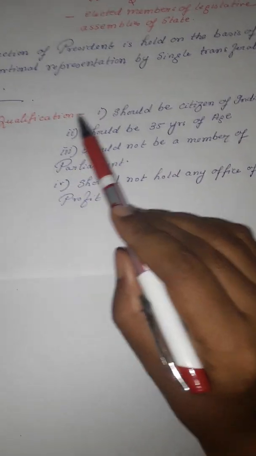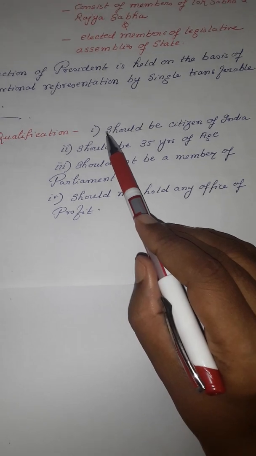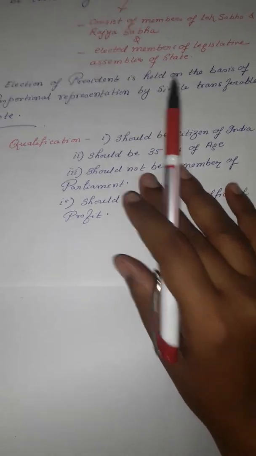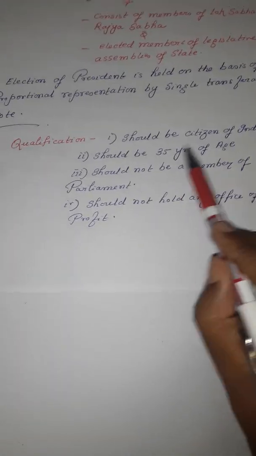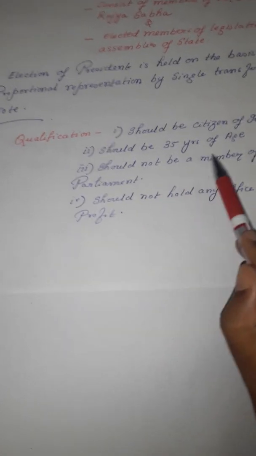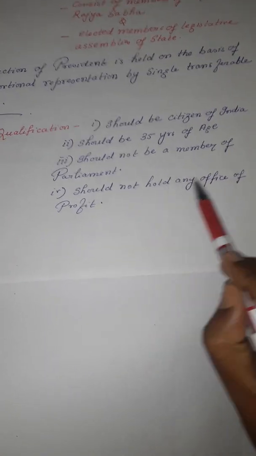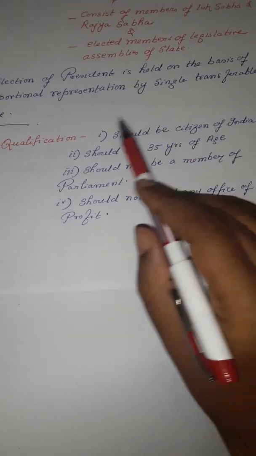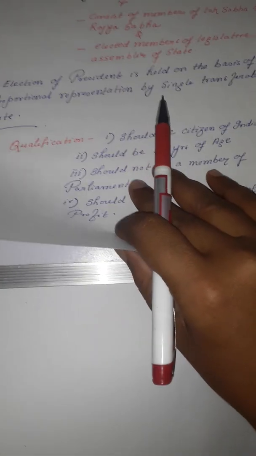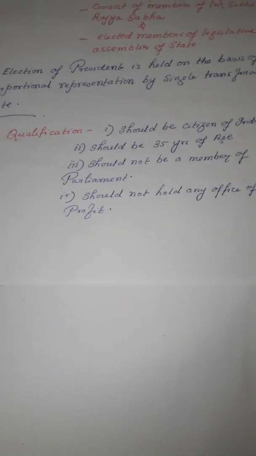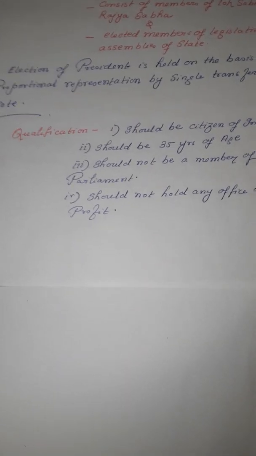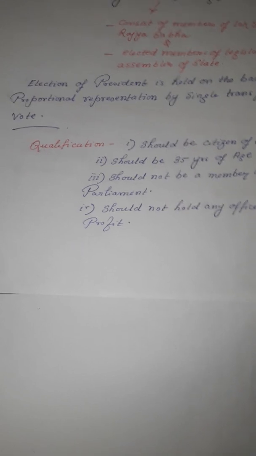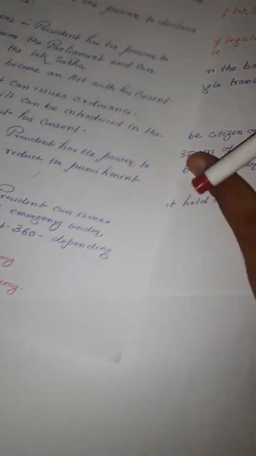Next, what are the qualifications of the president? He should be a citizen of India, should be 35 years of age, should not be a member of parliament, and should not hold any office of profit. Clear? These are the qualifications of the president. Next, you need to know about the powers and functions of the president.